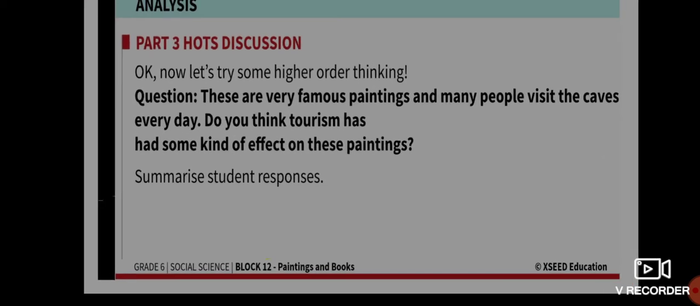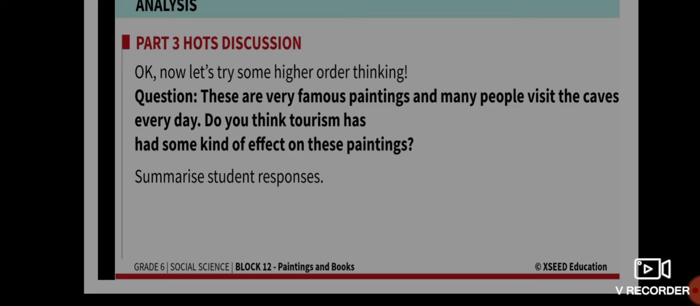So let's get into a hot discussion. This one I want all of you to think individually. These are very famous paintings, and many people visit the caves every day. Do you think tourism has had some kind of effect on these paintings? What can be the danger of having lots of tourists, and how have the tourists affected the paintings?